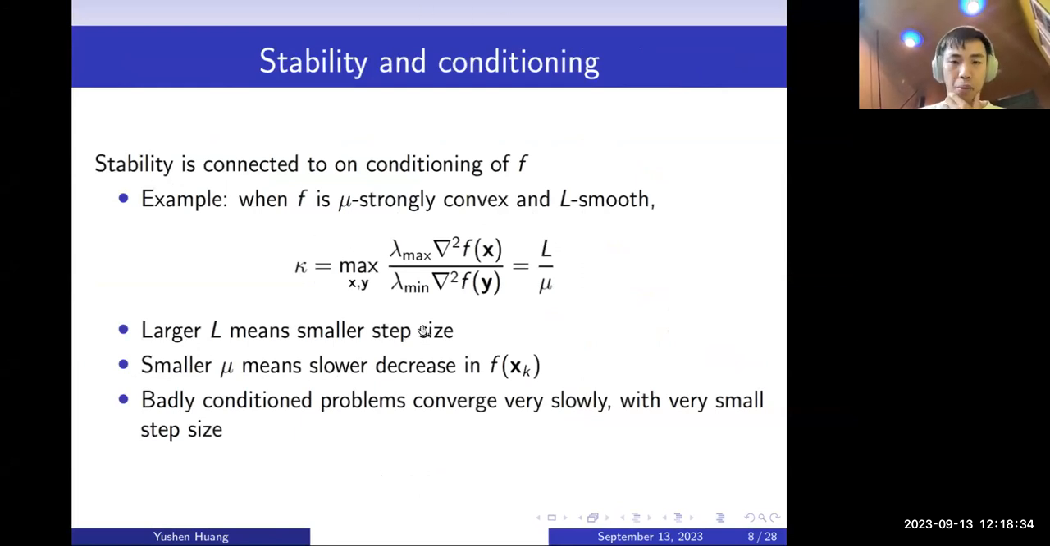And then, go back to talking about the stability things. Usually stability is connected to the condition number of the function f, and when the function is mu strongly convex and L smooth, then this condition number is usually defined as the largest eigenvalue of the Hessian matrix of f divided by the smallest eigenvalue of the Hessian matrix of f over all the y. Usually, if you have larger L, which means that you have smaller step size, and if you have smaller mu, usually you have slower decrease in f of x k. And usually, bad conditioning will lead to very slow convergence and very small step size.